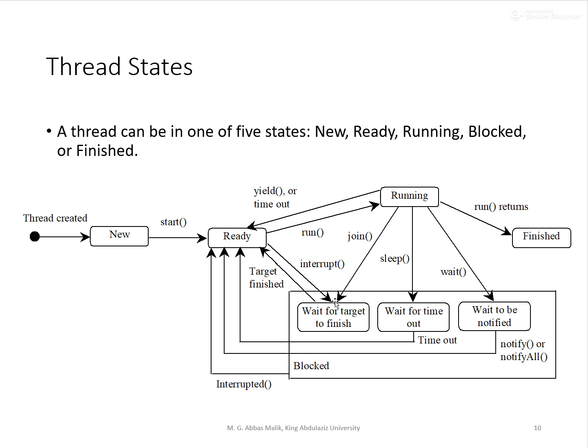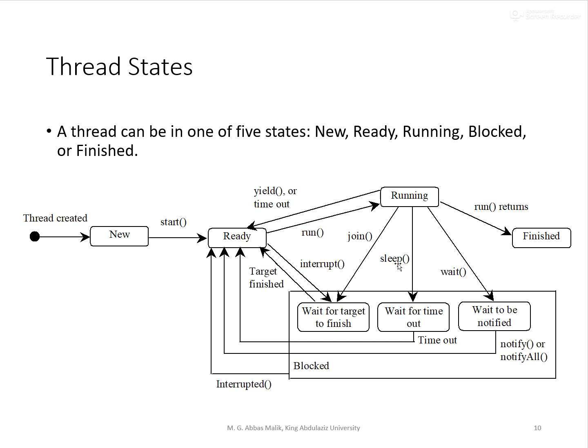You can call the join method to wait for another thread. That takes you into one of these three blocked states. If you call the join method, it takes you to the wait for target to finish state. And when the target thread 4, in this example over here, finishes, the thread enters the ready state again, and then you continue to run and so on.